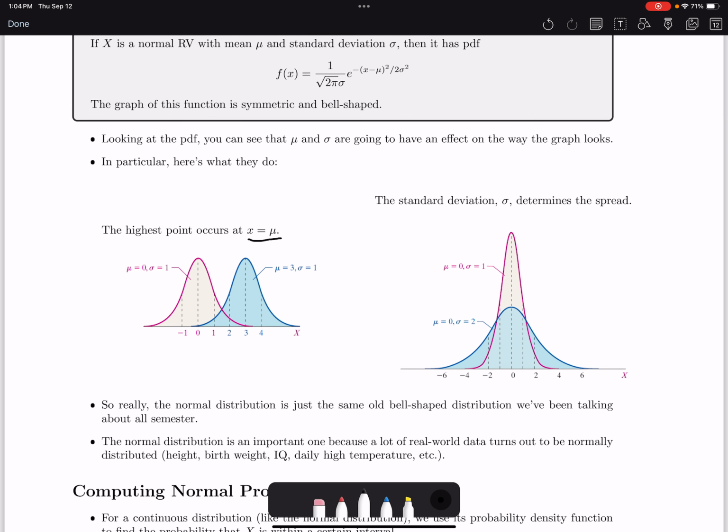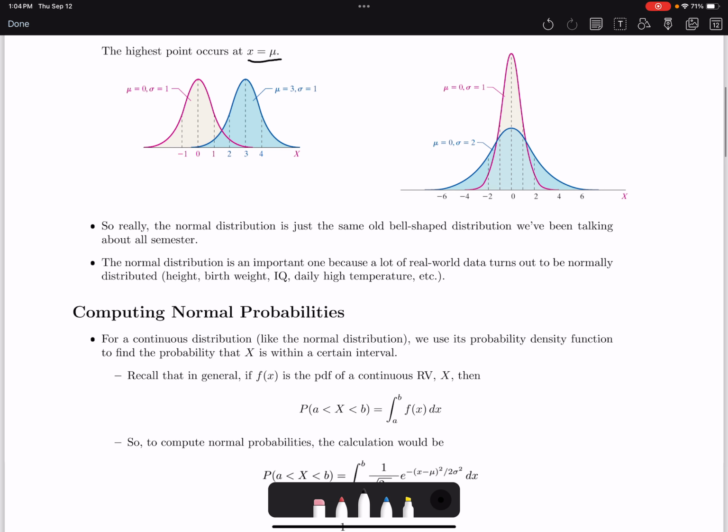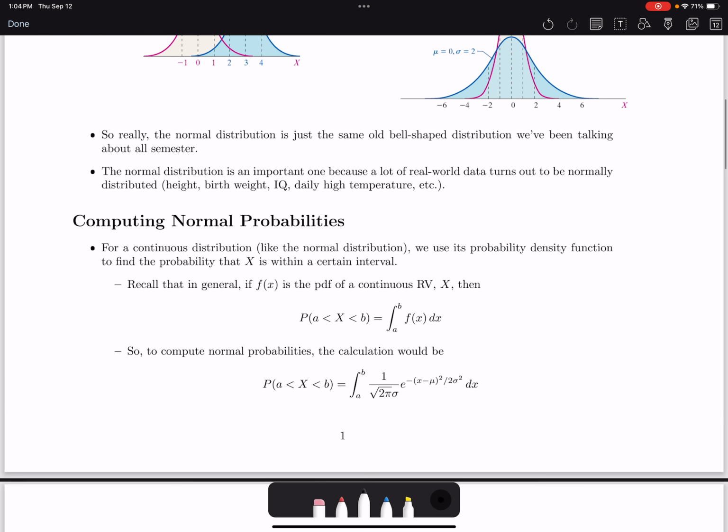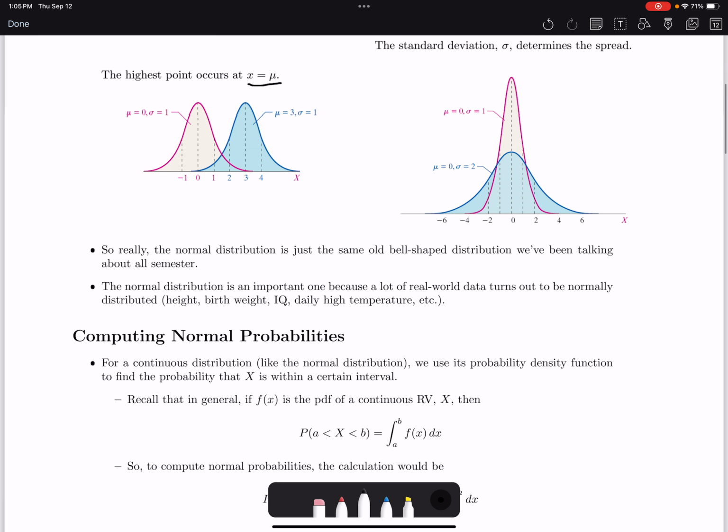So that's how the normal distribution works. It's the same bell-shaped distribution. We're just going to call bell-shaped distributions normal distributions now. They're not exactly synonymous, but that's kind of the idea, that you're going to have a bell-shaped distribution when you're looking at a normal distribution.